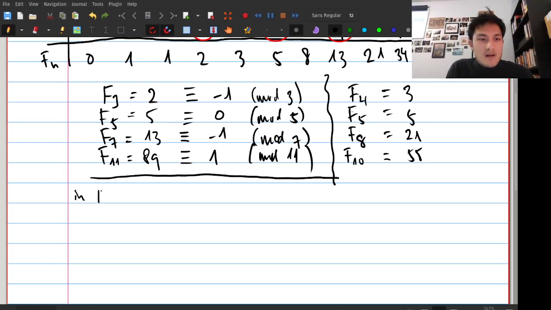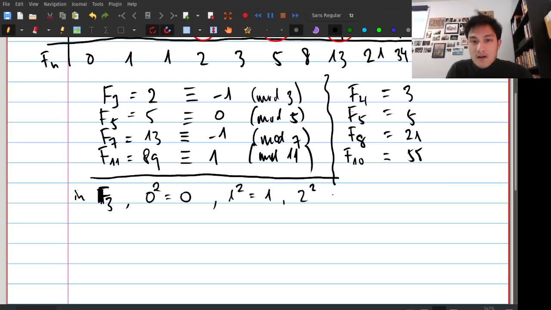So in F3, now this is kind of a little bit annoying here that we're going to use F for Fibonacci numbers, but the field with 3 elements is also denoted F3, but we're going to make it bold to denote the field. So in the field F3, 0 squared is equal to 0, obviously. 1 squared is equal to 1. And 2 squared is equal to 4, but 4 is 1 modulo 3. So 2 squared is also equal to 1. And that means that 2 is not a square in F3. Okay? And this is going to come in later.